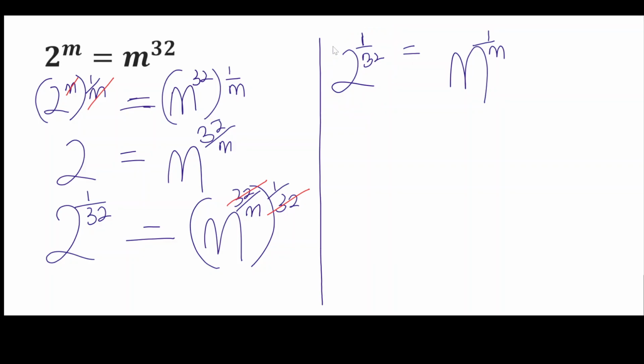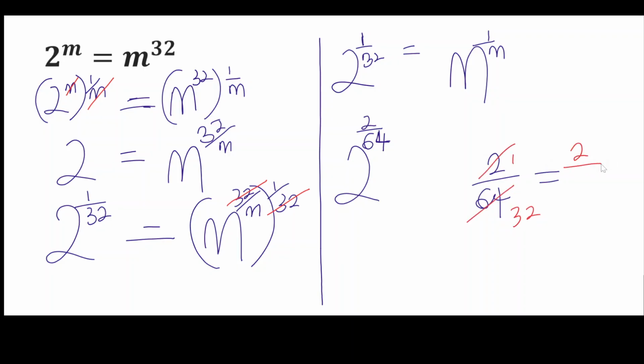So I can write 2 to the power of 1 over 32 as 2 to the power of 2 over 64. Don't forget, 2 over 64 is the same thing as 1 over 32. If I have 2 over 64, I can divide by 2: 2 here gives 1, 64 here gives 32.